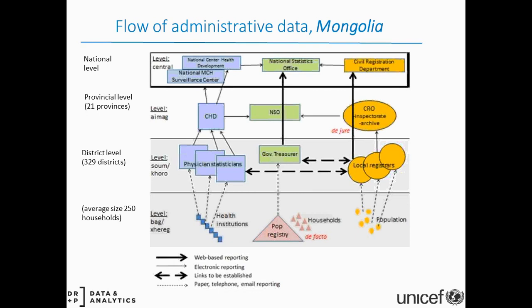So here we have three systems. The blue one is the medical registration system, which indeed is doing a very good job in Mongolia to capture birth and death registration. And then the orange one is the civil registration system, which is not doing a good job to capture birth and death registration. And in the middle is the national system. And you can see also here this dashed black line links to be established.